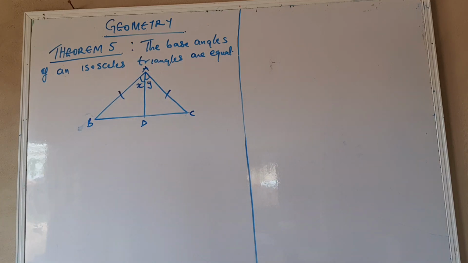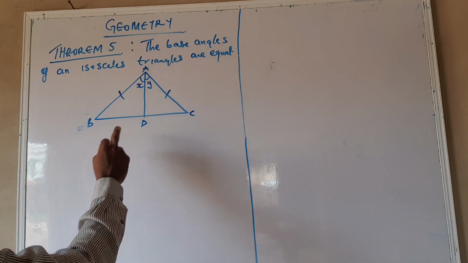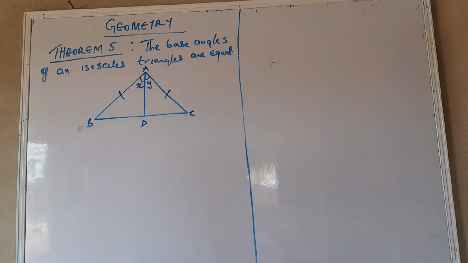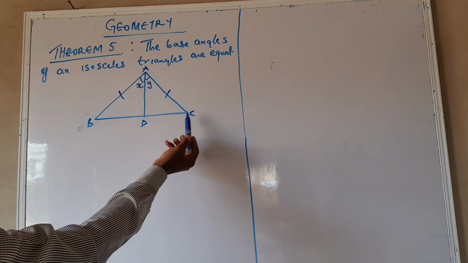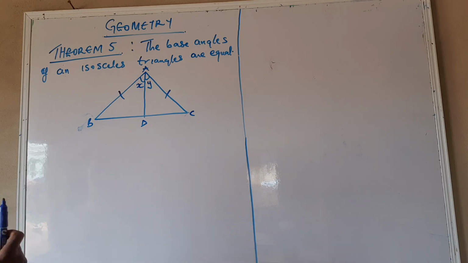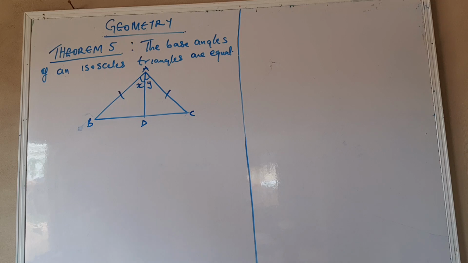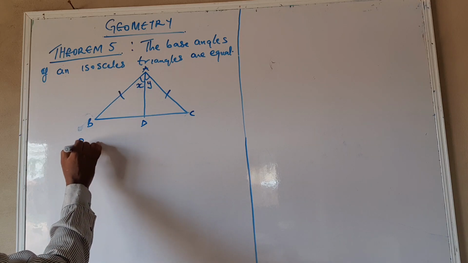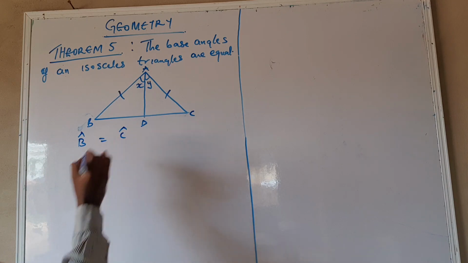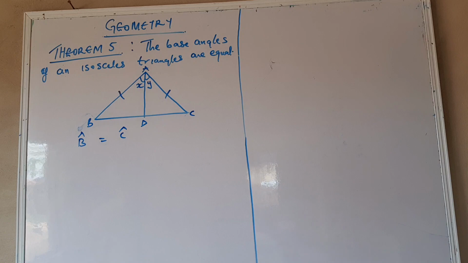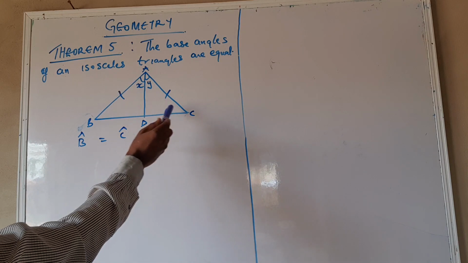2. Thereby we have triangle ABD and also we have a triangle ACD, making two triangles in triangle ABC. From this, we want to prove that angle B is equal to angle C. We want to prove that this angle B, which is here, is equal to what?